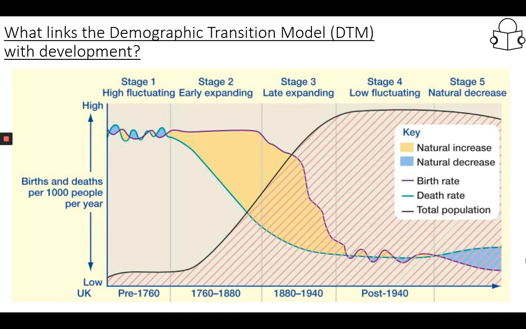Stage 4 is the low fluctuating stage. We can see the total population is high and stable. This is because the birth rate and the death rate are now both low but fluctuating. We can also see that the population is experiencing alternate periods of natural increase and natural decrease. Incidentally, this is the stage where we currently find the UK today.